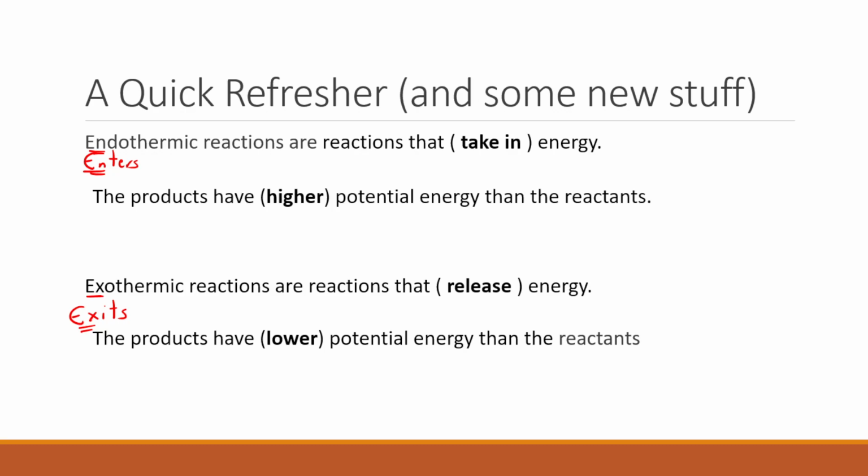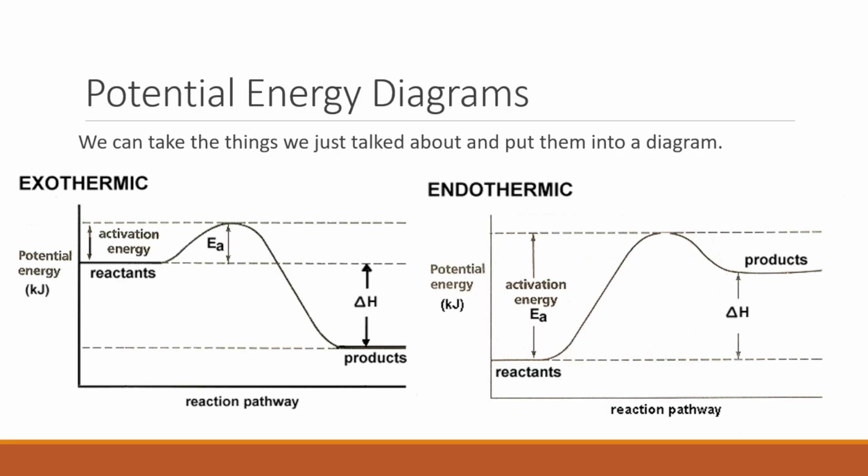The idea of a potential energy diagram is the idea of taking these two sentences and putting them into a picture form. And that's going to look a little something like this. An exothermic potential energy diagram shows energy being released. Products have less potential energy than reactants. An endothermic reaction shows products absorbing energy, right? Reactants start low, we absorb energy, and we end with more energy than we started with.